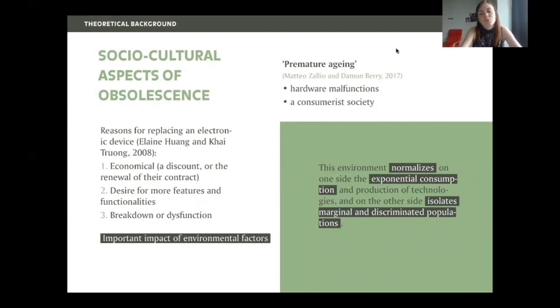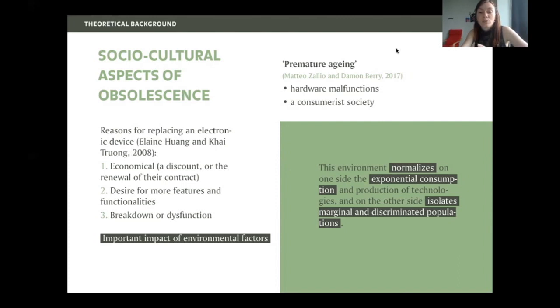So we could think from a naive perspective that something becomes obsolete because it doesn't work anymore, but the causes of obsolescence are a bit more subtle. I'm relying here on a study from Elaine Zhang and Kai Fong, where they conducted interviews and surveys with people and asked them the reason for replacing their electronic devices. The first reason was actually economical. If there was a discount or if their phone contract was ending, they would buy a new device. The second reason was desire for more features and functionalities, just buying a better product. And the third was the breakdown or dysfunction.